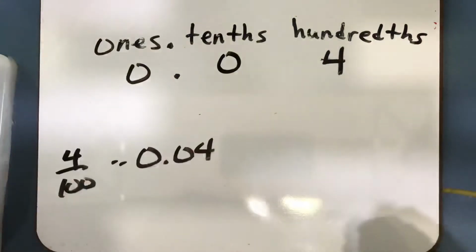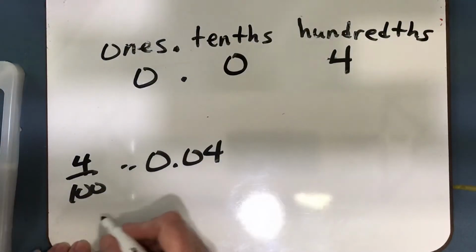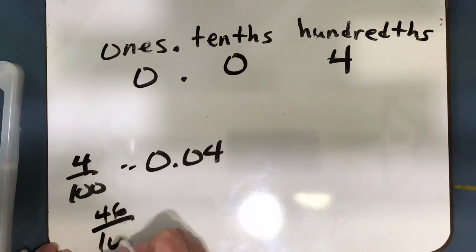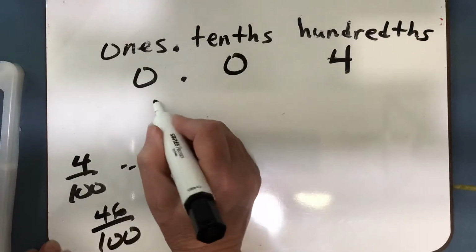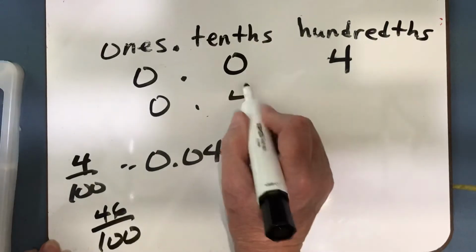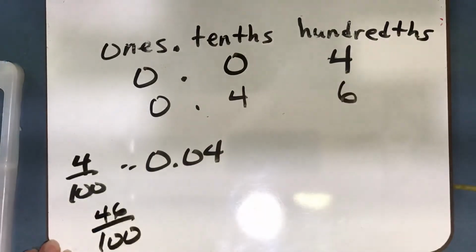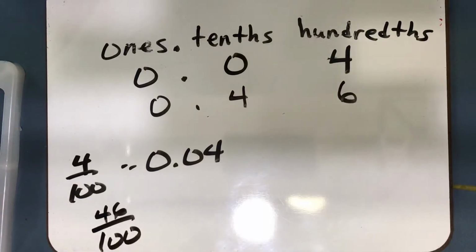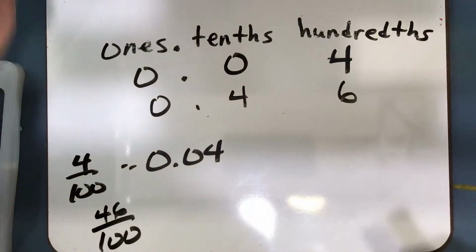And then number 3 says 46 hundredths. So to write 46 hundredths as a decimal, I put a 0 in the ones place, a 4 in the tenths place, and a 6 in the hundredths place. And that says 46 hundredths. Now 204 is the page that you need to do.